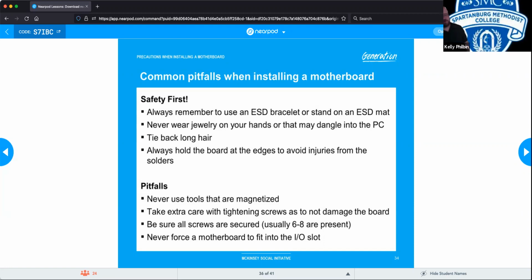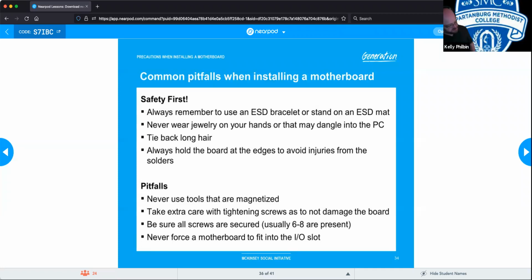Always hold the board by the edges. Avoid touching any soldering points because they can be sharp. They can cut you. And any connection points, because the oils on your skin will cause them to rust and degrade. So those are some other pitfalls people tend to not think about when they're in a rush.